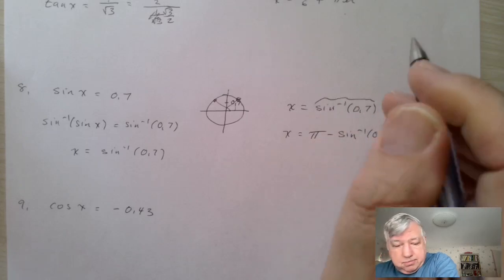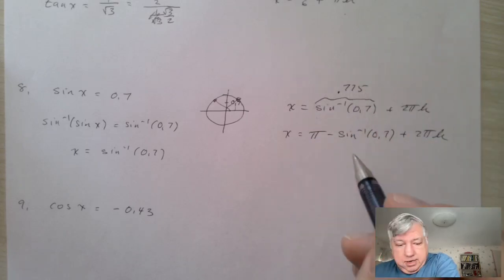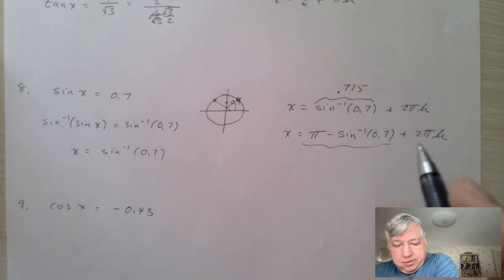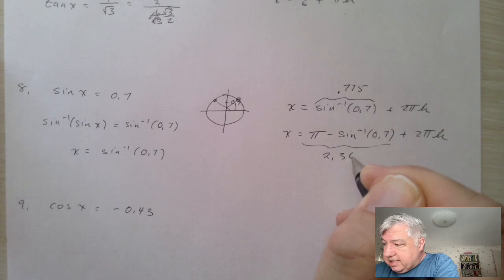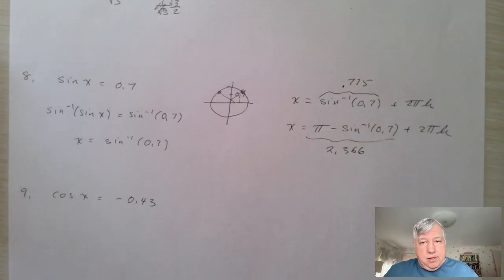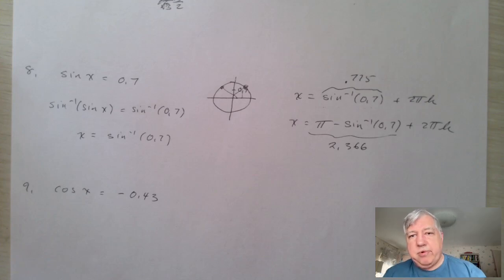This turns out to be 0.775 on your calculator, and this number turns out to be 2.366. So just again, make sure you're in radians mode when you do this.